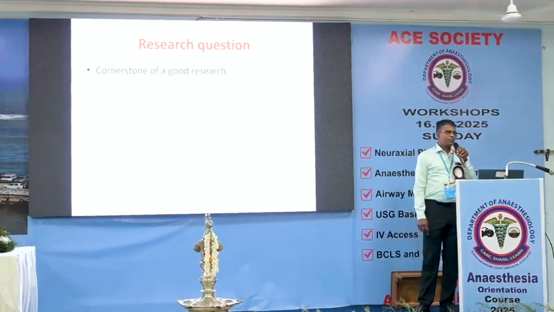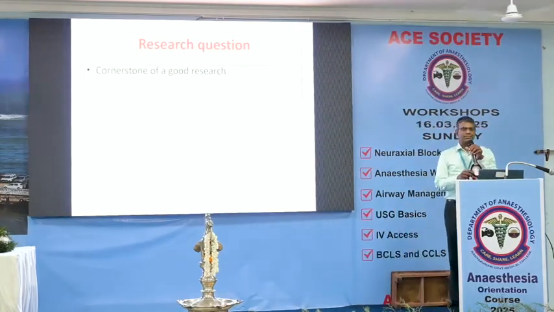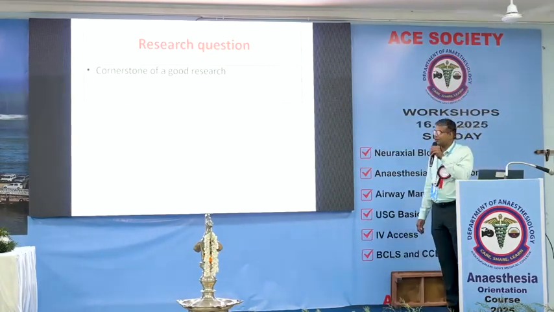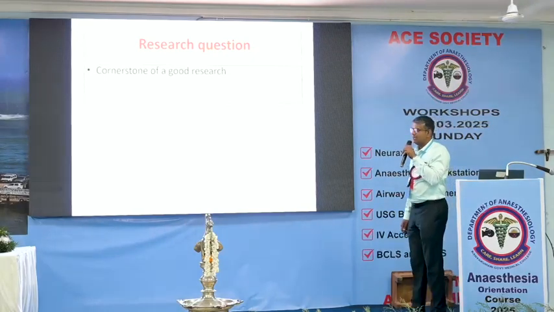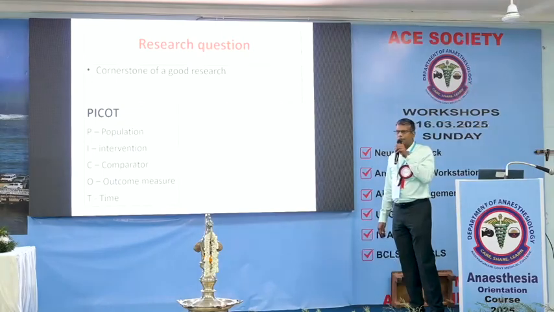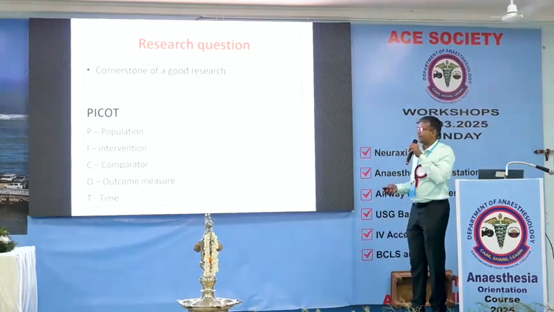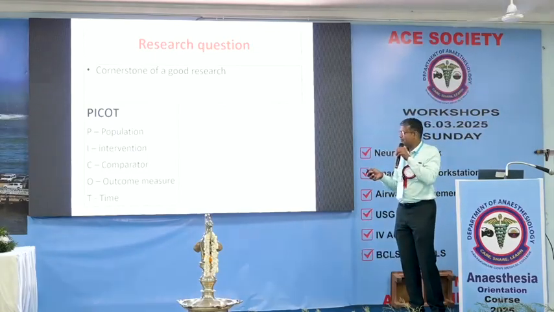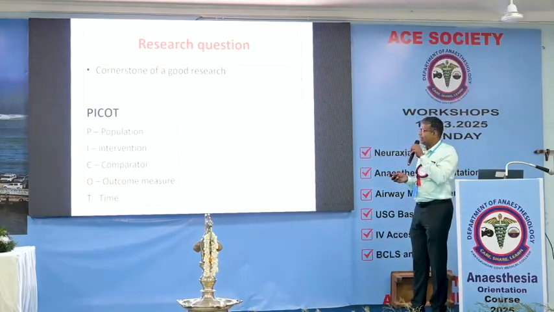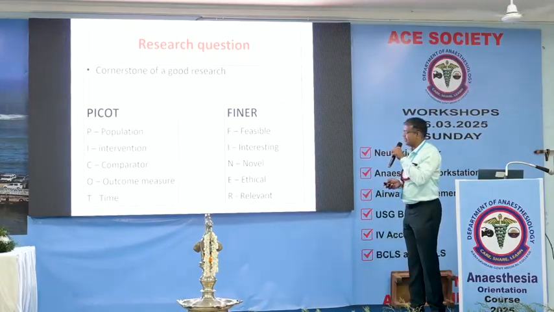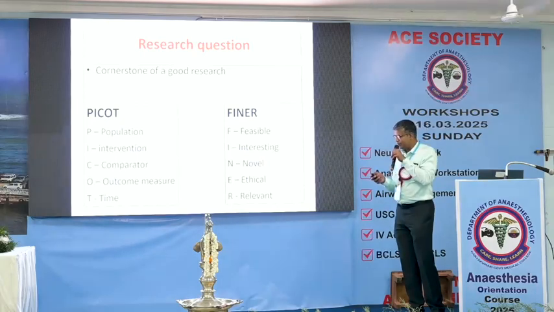One of the most important things in your dissertation is generation of a good research question. Now what is a good research question? It's one of the cornerstones of good research, and it should contain some things which are mandatory, explained by the PICOT chart, and also it should satisfy certain criteria defined by FINER criteria. Now what do you mean by that? What do you mean by PICOT?